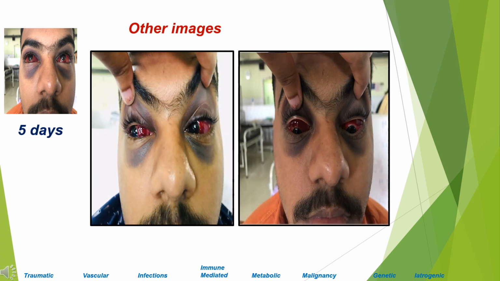These are the other images. So you can see the subconjunctival hemorrhage and you can also see the raccoon's eye here.